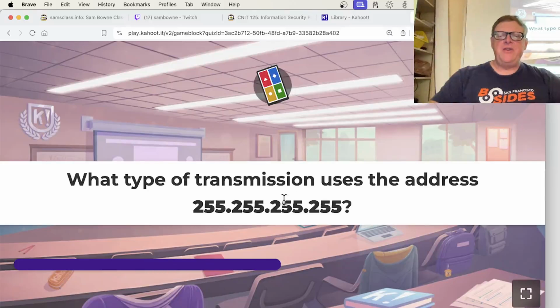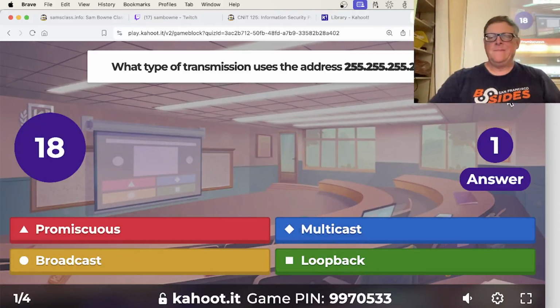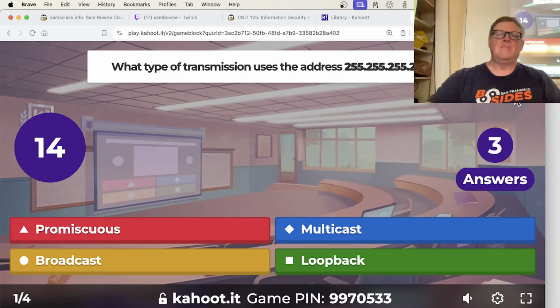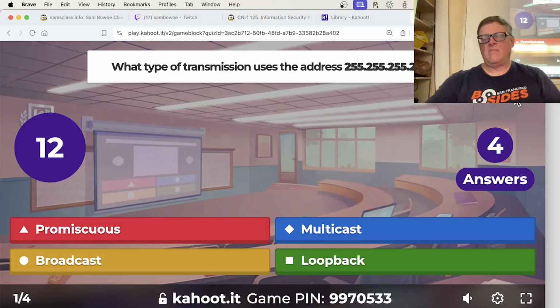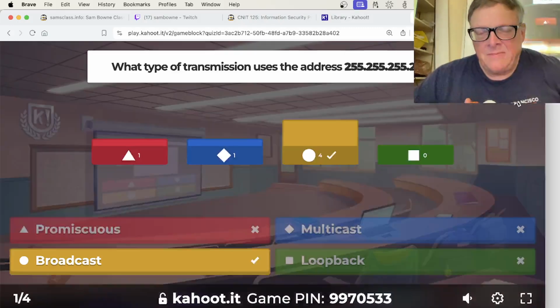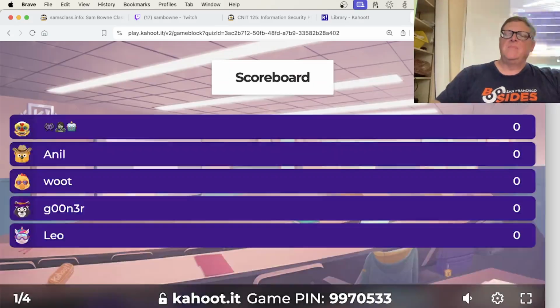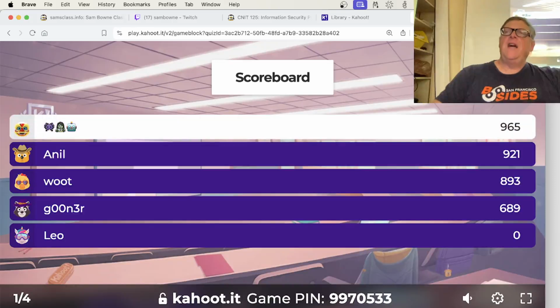So what kind of transmission uses that address, 255? Yep, that's a broadcast. It will just go to every device it can physically reach. That's what you do when you're looking for an IP address when you first boot up. You broadcast, hey, is somebody out there a DHCP server to give me an address?